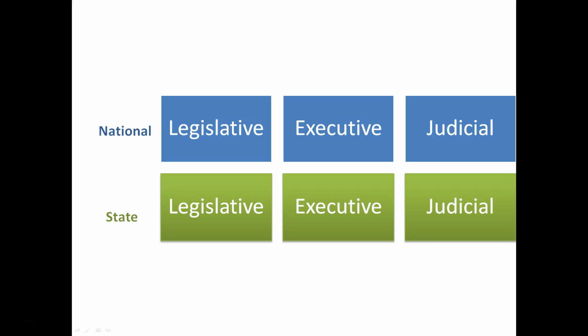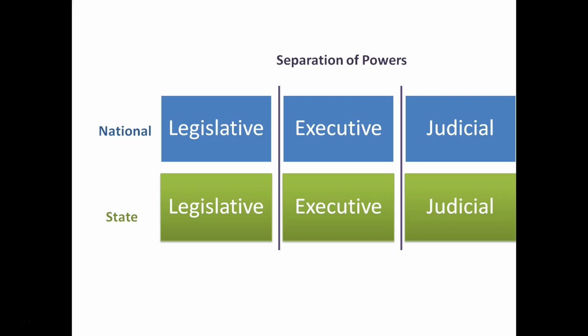So here we have a national level of government, a state level of government, and you'll see that at each level of government, they are separated into three different branches. At the national level, we have a legislative branch that's our U.S. Congress. We have the president, who is the head of the executive branch, and we have a set of federal courts headed by the U.S. Supreme Court.